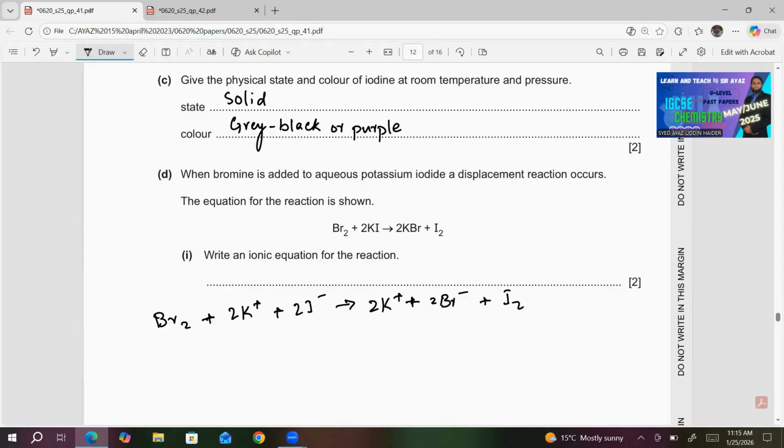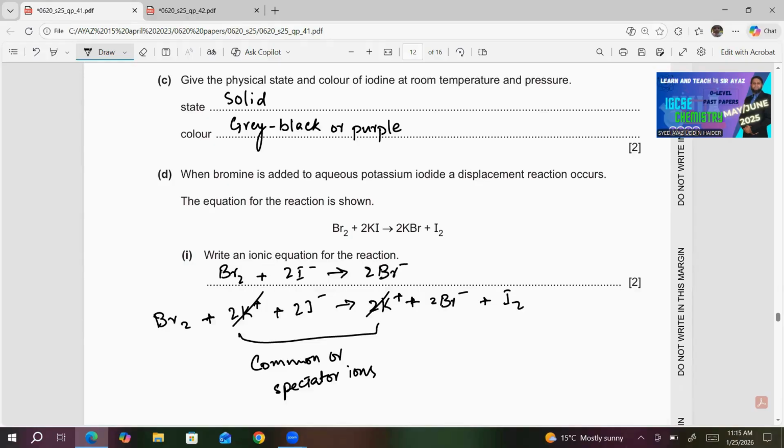Now, these two are the common or spectator ions. So you have to cancel out these. Whatever is left will be the final ionic equation. So Br2 plus 2I minus gives 2Br minus plus I2.